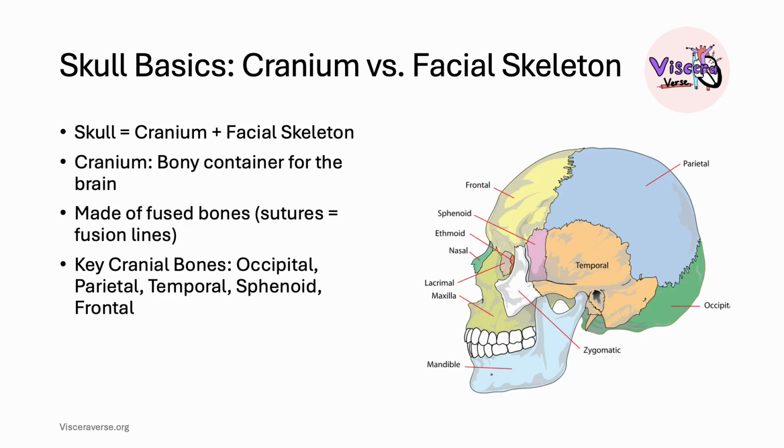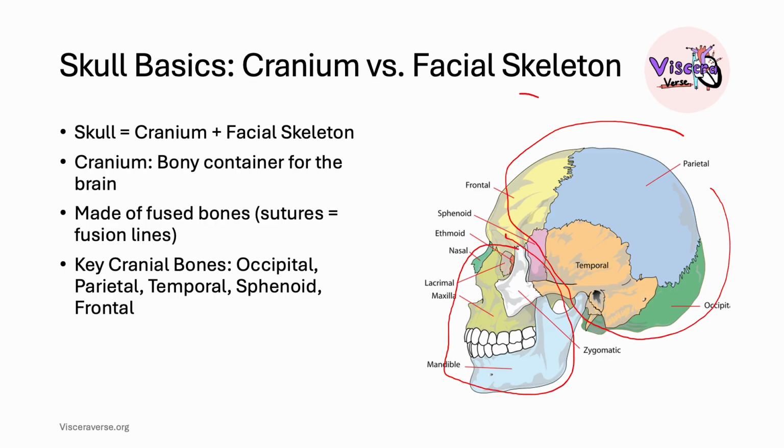First, let's talk about some basic skull architecture. When you think of the skull, I want you to think of it as two parts, the cranium and your facial features. Now, the cranium, think of it as a container for the brain, and it's made up of fused bones. These fusion lines are called sutures, and we're going to learn about them shortly. The key cranial bones here are your occipital bone, your parietal bone, the temporal bone, and your frontal bone, and not to forget the butterfly-shaped sphenoid bone.